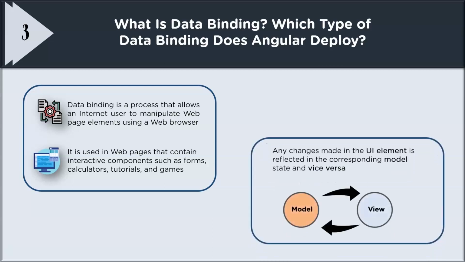When it comes to Angular, it uses the two-way data binding. Any changes made to the user interface are reflected in the corresponding model state. Conversely, any changes in the model state are reflected in the UI state. This allows the framework to connect the DOM to the model data via the controller.